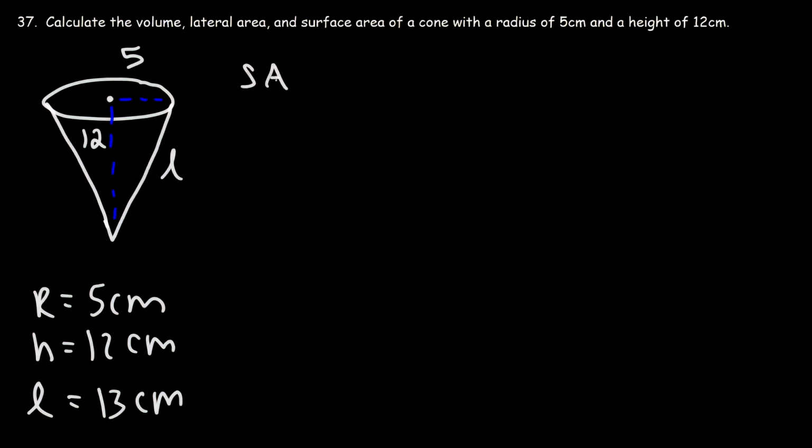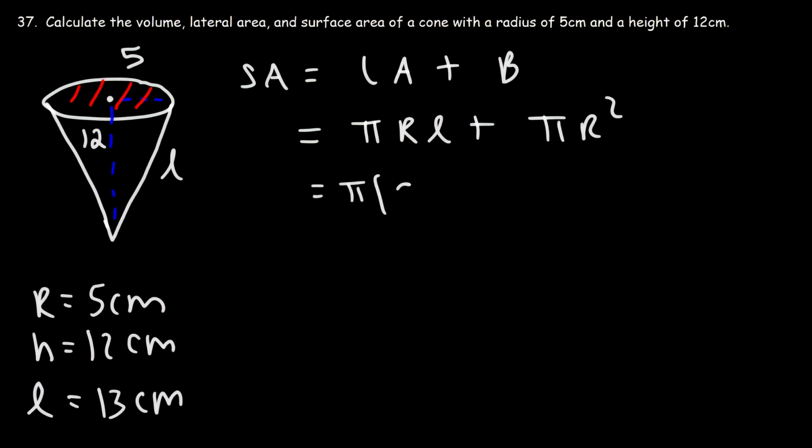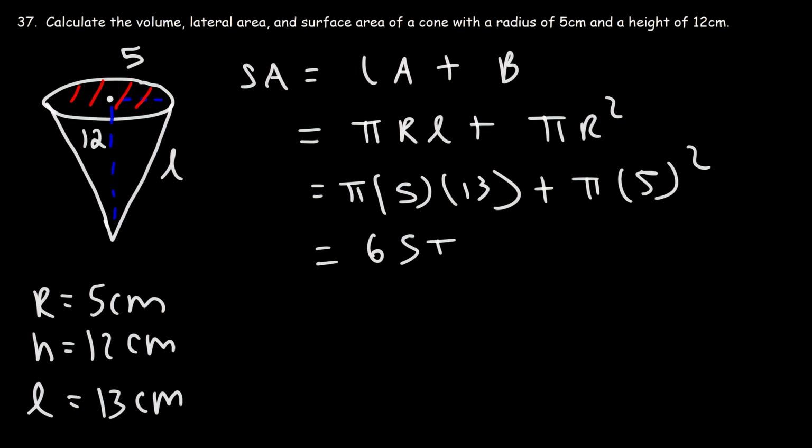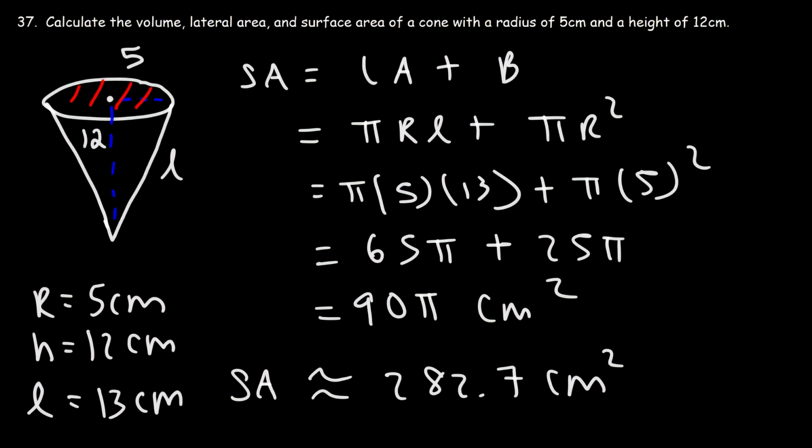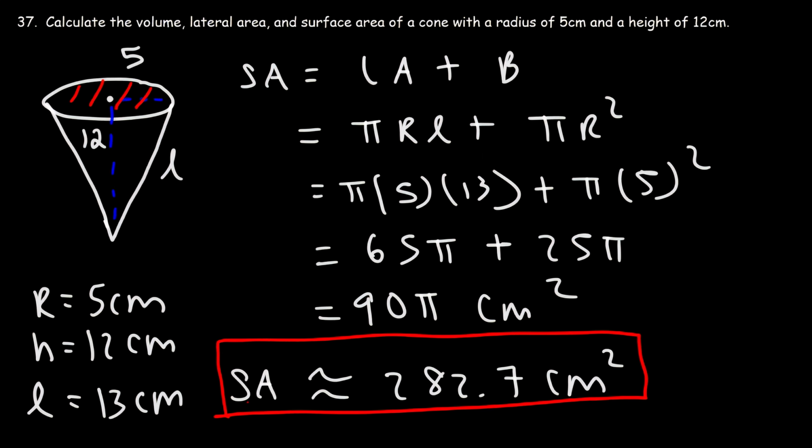Now let's calculate the total surface area. The total surface area is the sum of the lateral area plus the base. So we saw that the lateral area was pi r L. The area of the base is basically the area of the circle, which is pi r squared. So it's going to be pi times 5 times 13 plus pi times 5 squared. 5 times 13 is 65 pi. 5 squared is 25. So the surface area is going to be 90 pi square centimeters. So let's get the decimal value for that. So this is approximately 282.7 square centimeters. So now you know how to calculate the volume, surface area, and lateral area of a cone.